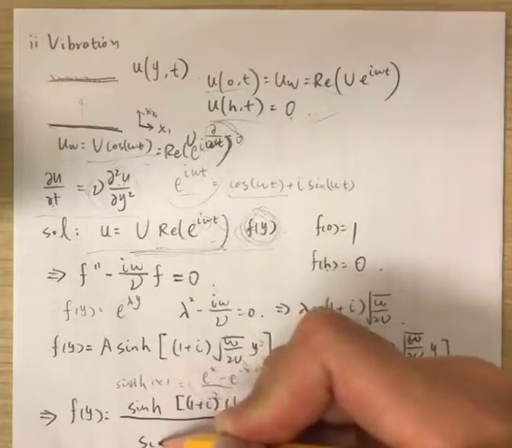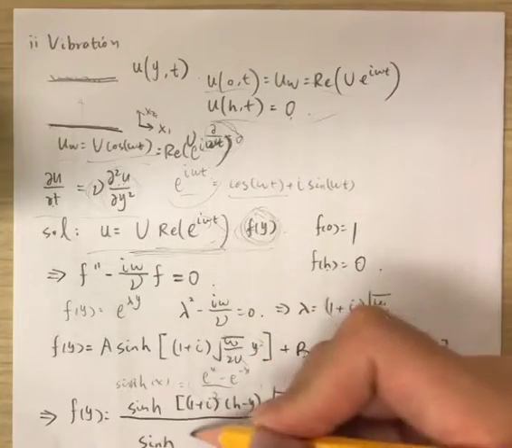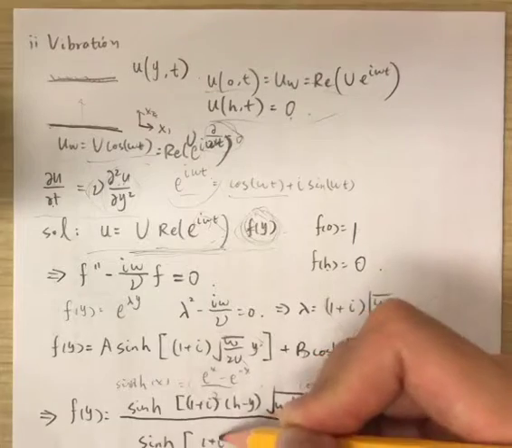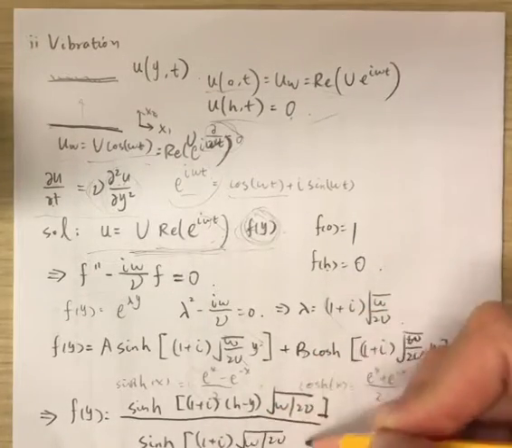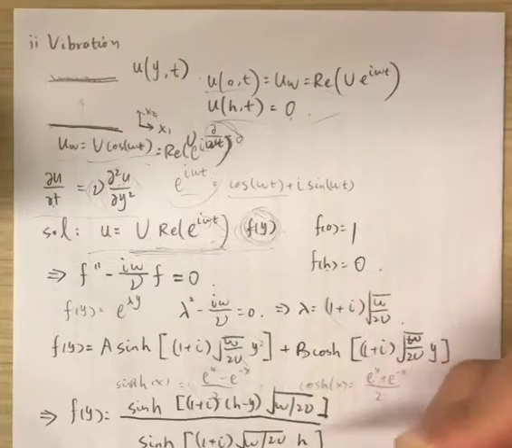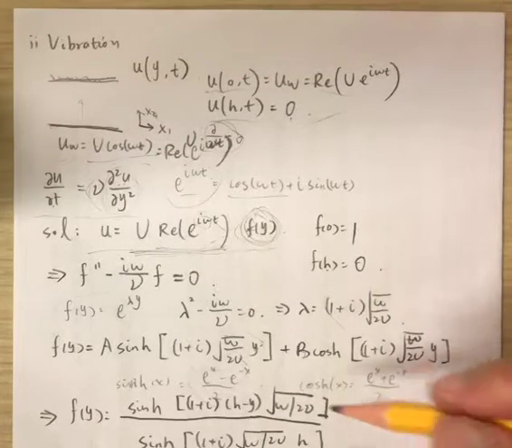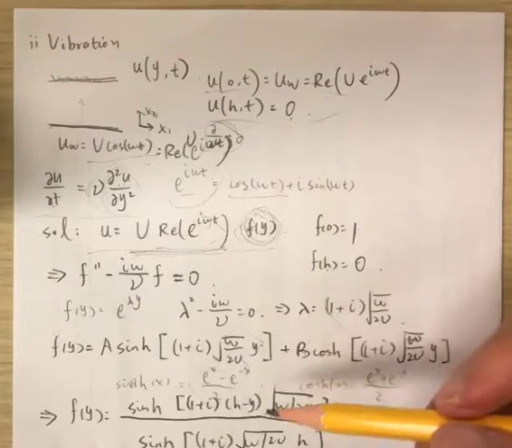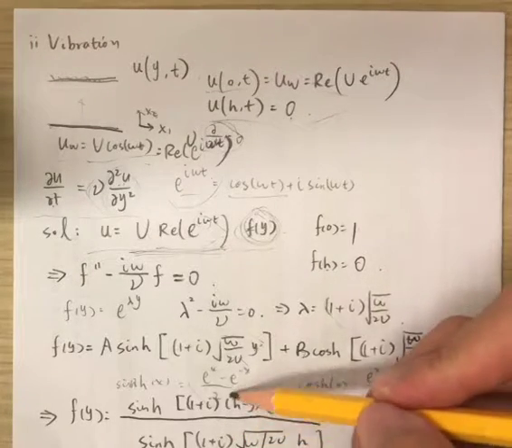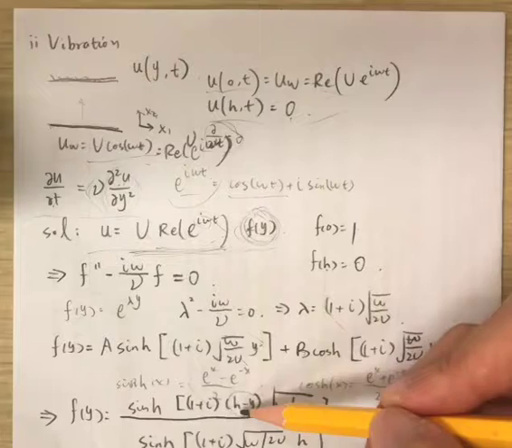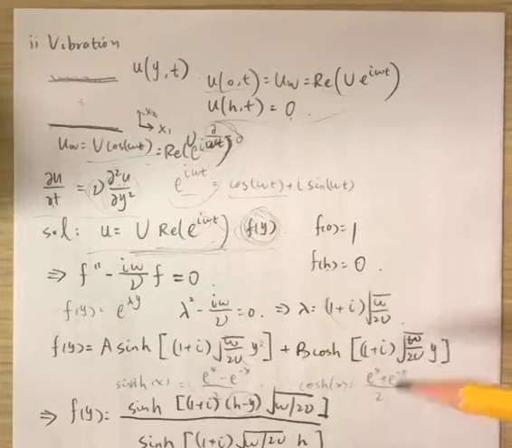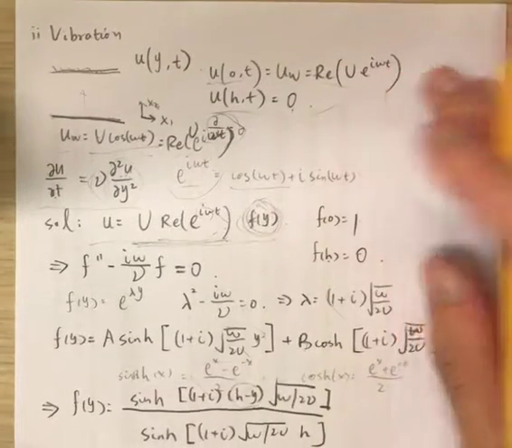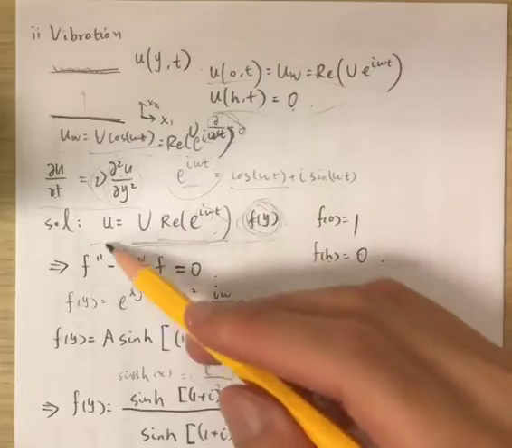And the denominator is very similar: 1 plus i omega over 2 nu times h. So the only difference between the numerator and the denominator is here. Up here is h minus y, but down here is just h. Okay? So now we get our final result for u.